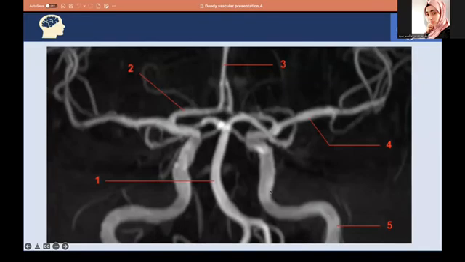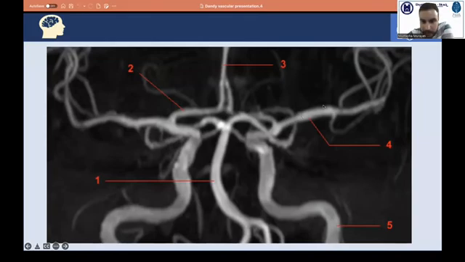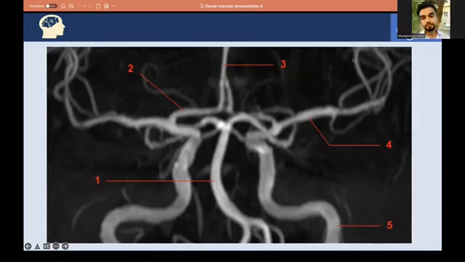Okay, but this is not a vertebral artery. You can see distally, it bifurcates into a big lateral division and a small medial division. So what is it? ICA is possible. Internal carotid artery. Yeah, exactly. This is the ICA on the left side, and this is the ICA on the right side.